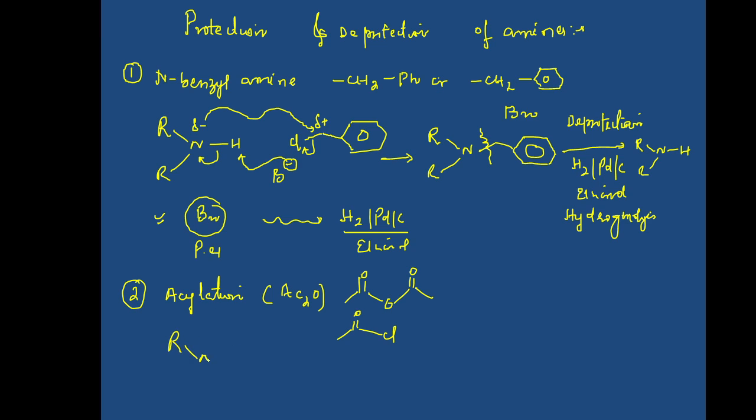We have a primary amine or a secondary amine like this. This is a secondary amine. So it is treated with this Ac2O. First it is treated with the base. The base will abstract a proton and then this nitrogen will acquire a negative charge.